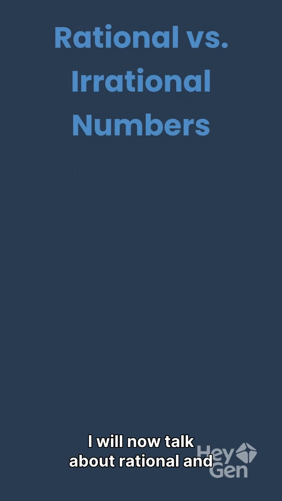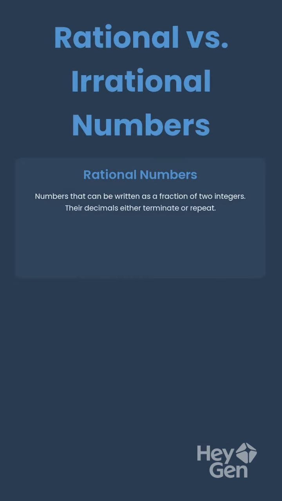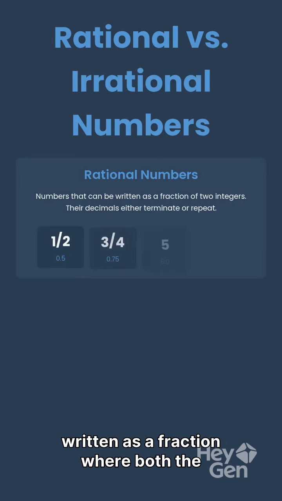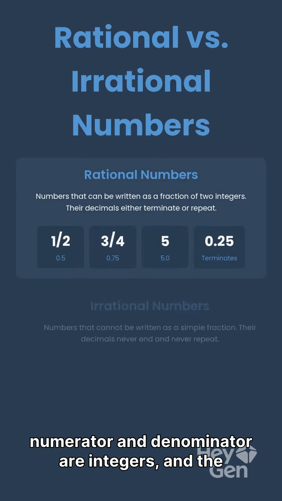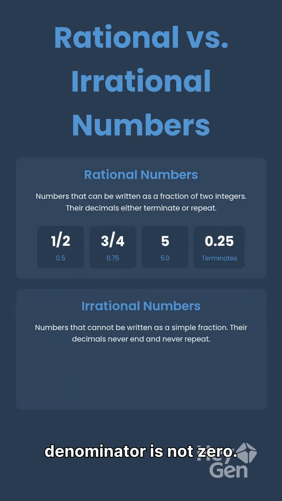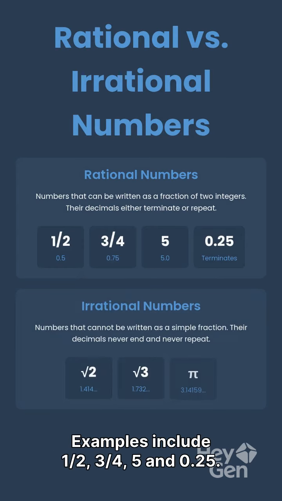I will now talk about rational and irrational numbers. Rational numbers are numbers that can be written as a fraction where both the numerator and denominator are integers, and the denominator is not 0. Examples include 1/2, 3/4, 5, and 0.25.